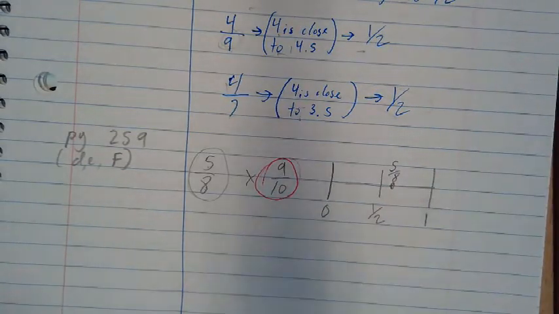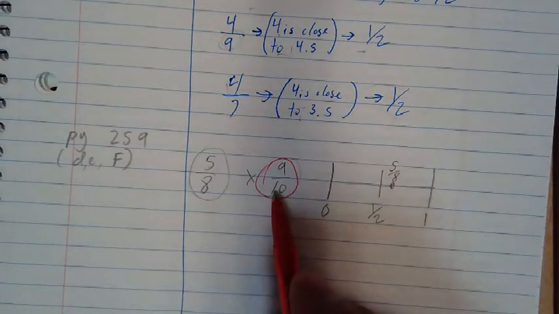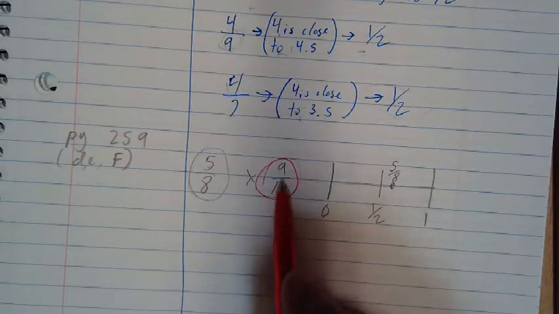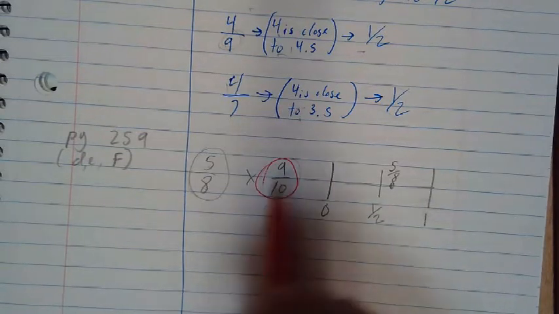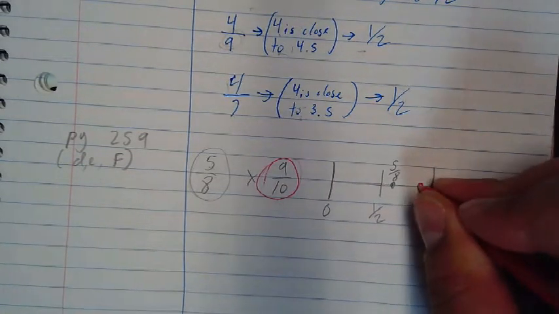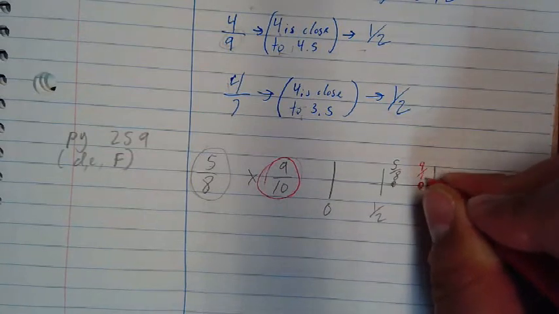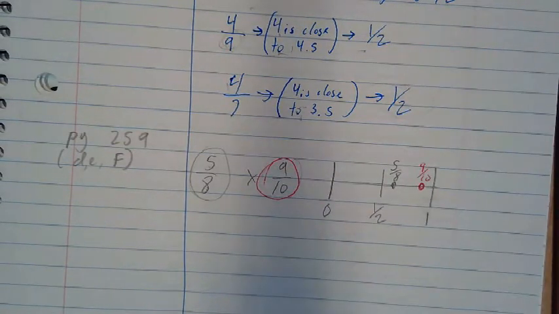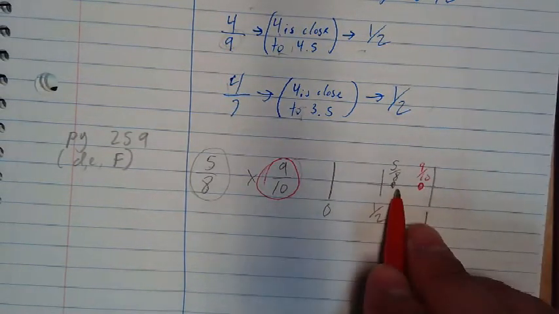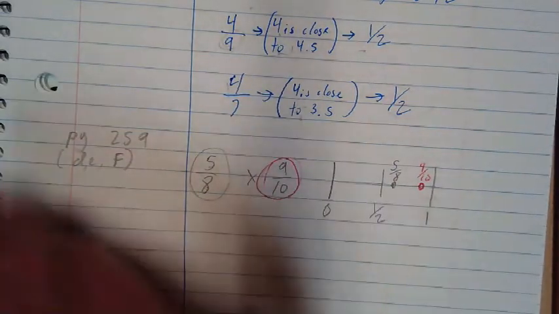Now, look at this, 9/10. 9/10. Denominator is 10. Half of that would be 4.5. But look at this, you have 9. We're one away from the 10. So I'm going to say that this is close to 1. Okay. So the 5/8 is close to half. So I'm going to change the 5/8 to half.